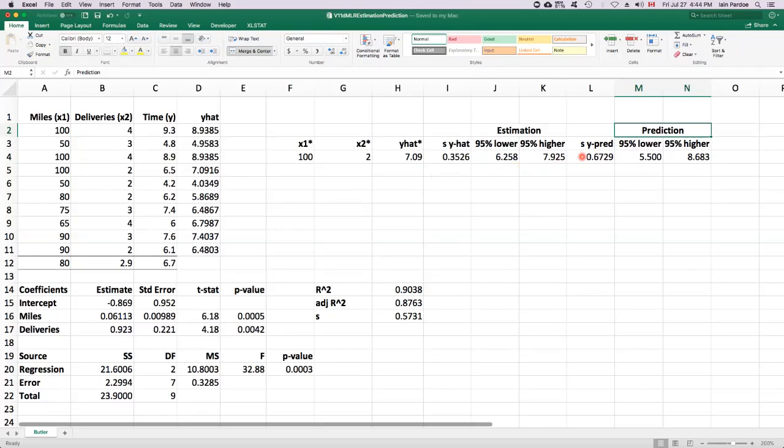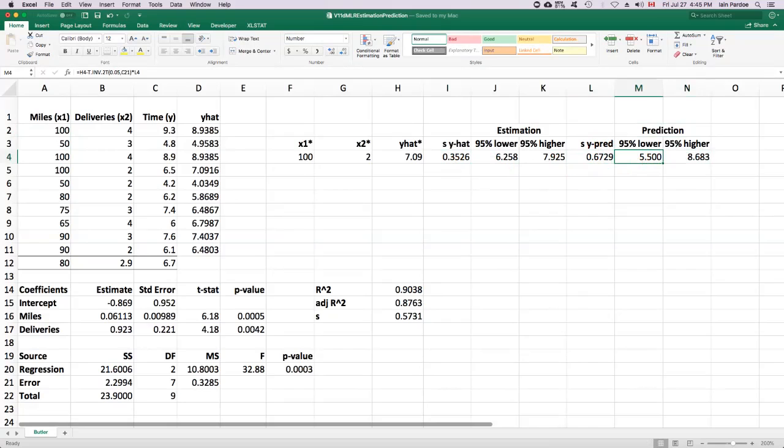To reflect that additional difficulty with prediction compared with estimation, we're going to have a much wider interval. And to get a wider interval means the standard error is larger. This standard error of prediction, you can see 0.6729, is larger than the standard error of estimation, 0.3526. Again, it's complicated calculating this number, so we're just going to get it from software.